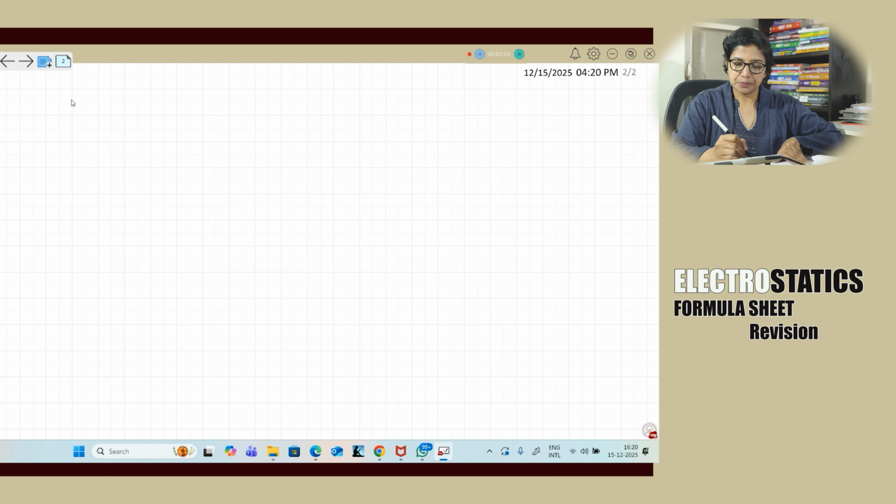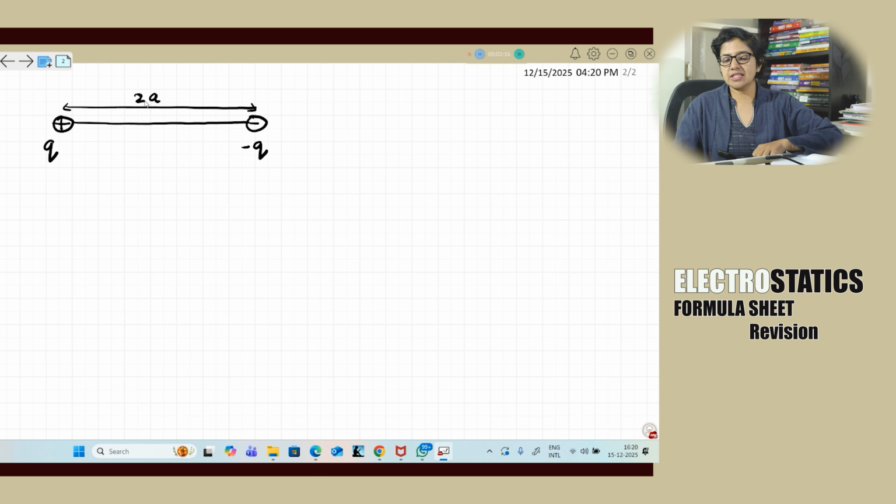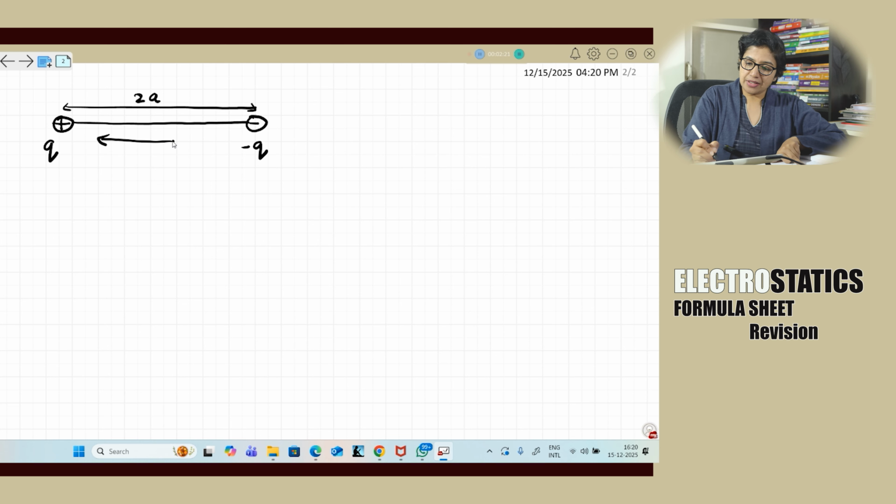Now the next is electric dipole. An electric dipole is made of two equal and opposite charges placed at a distance 2a. We keep it 2a so that we can easily calculate. In numericals it is easy to take 2a, and for the formula derivations also. The dipole moment P always acts from negative to positive. So P is equal to q into 2a in magnitude.